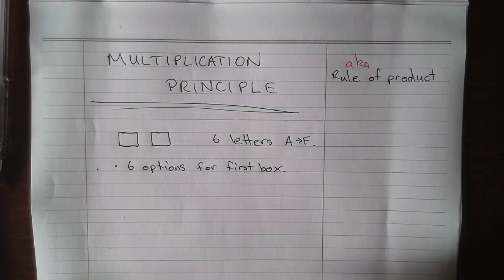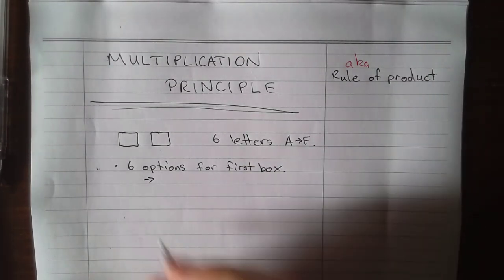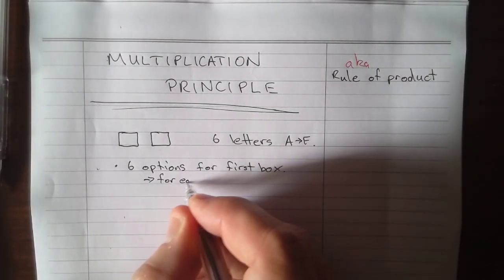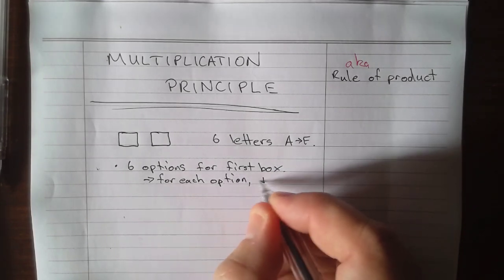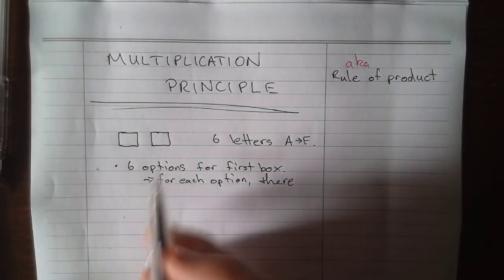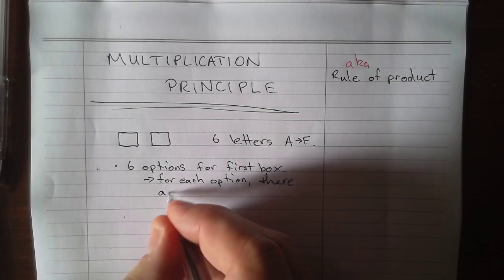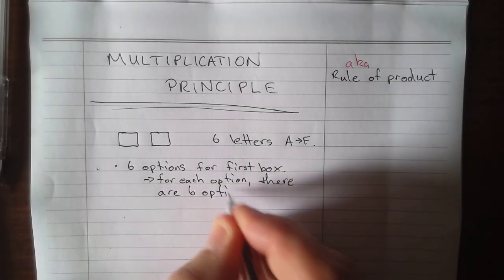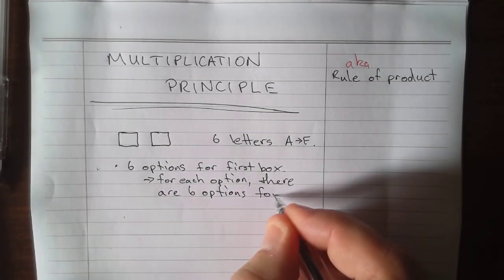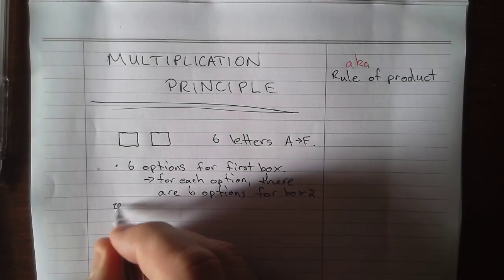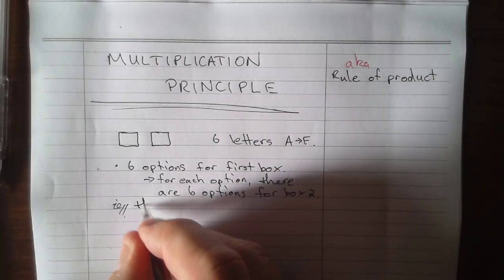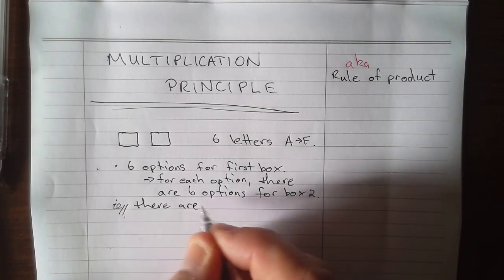And then once we've got one of those chosen, for each of those options, so for each option that we have for the first box, each option, there's going to be 6 more options for the second box. Okay, so there are 6 options for box 2.